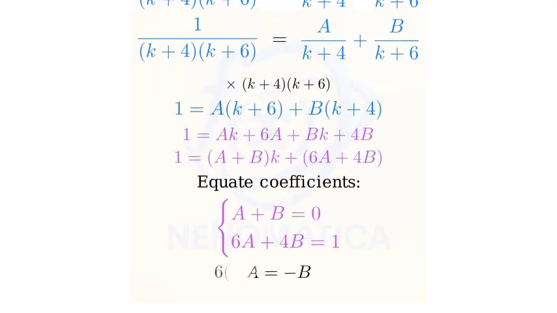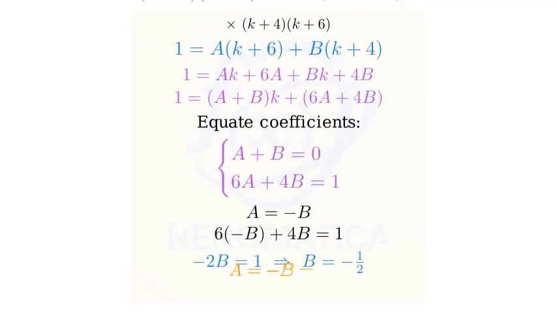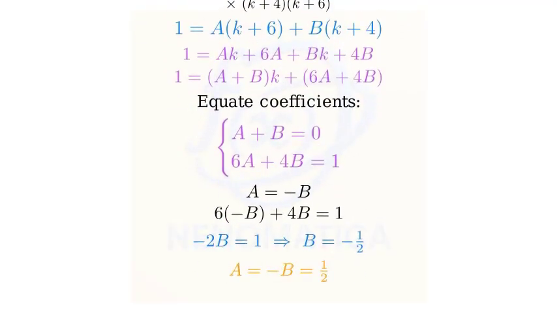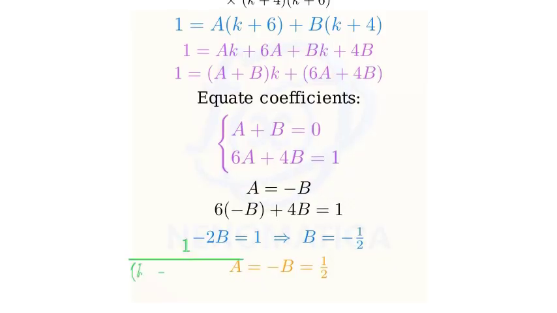Step 5. Solve the system. From a plus b equals 0, we get a equals negative b. Substitute into 6a plus 4b equals 1. 6 times negative b plus 4b equals 1, which is negative 2b equals 1, so b equals negative 1/2. Then a equals 1/2.